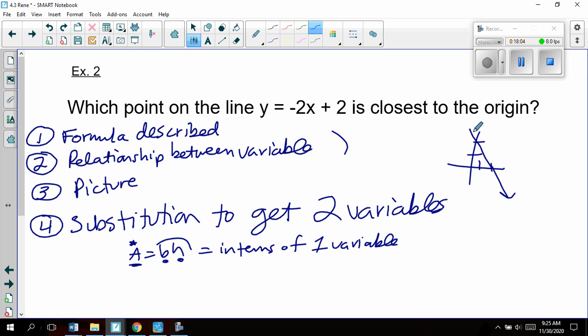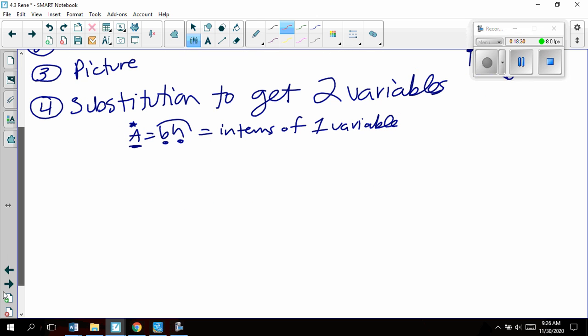So here's my line. I want to be closest to the origin. Okay, I know the origin's right here. And I'm talking about closest from a line to a point. So let's see, maybe we guess, oh, it's something here. If I want to know the closest, that is kind of like saying a distance. And so I'm going to need the distance between some point on this line and my origin. So my formula described in this case is a distance formula.